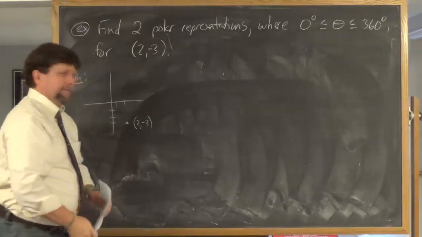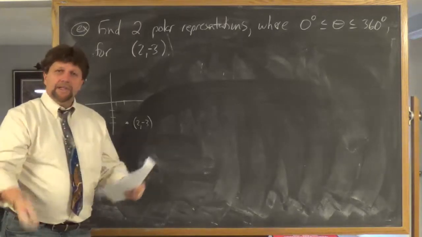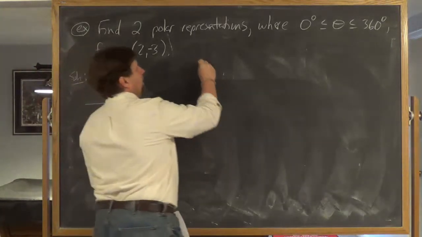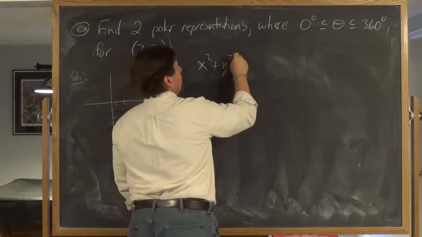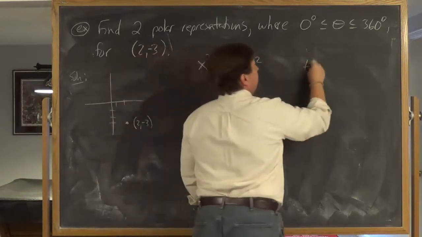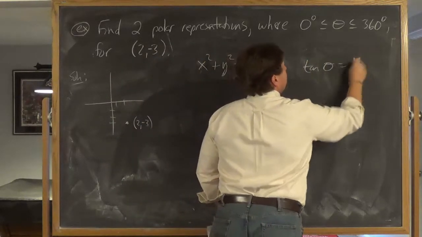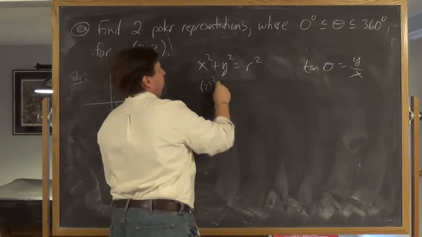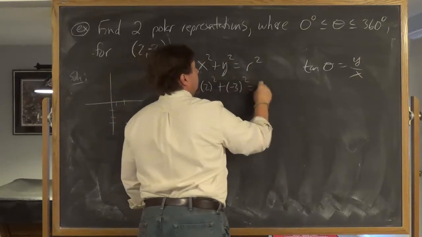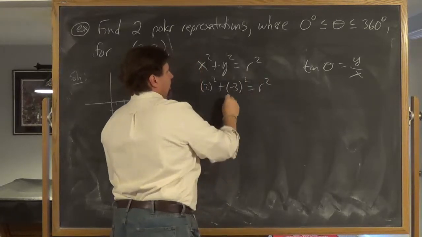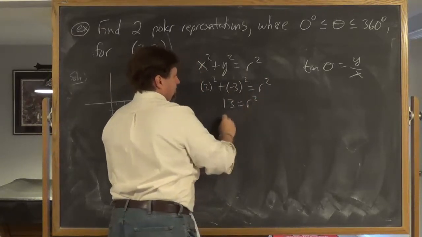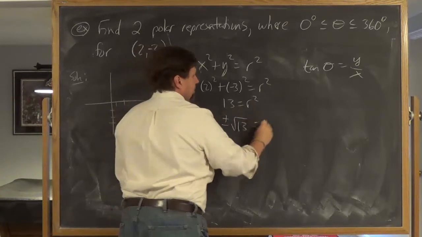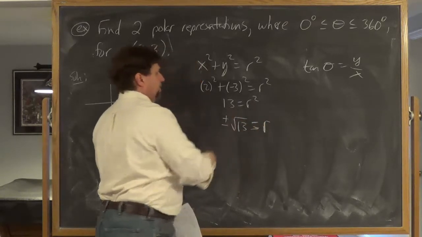So there it is. Now I just proceed like I did in the last example. x squared plus y squared equals r squared, and tangent of theta is y over x. So we have 2 squared plus negative 3 squared equals r squared. 13 is r squared, plus or minus the square root of 13 is r. Remember the plus or minus.